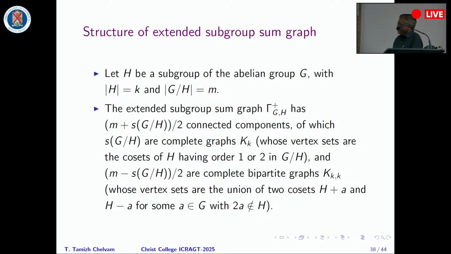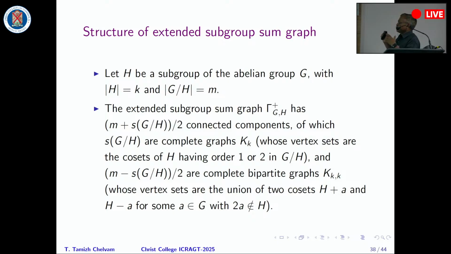This S(G/H) means the set of all cosets having order 1 or 2. So with that in mind, there are (M plus S(G/H))/2 connected components, out of which S(G/H) are complete graphs K_K. This K, you know, is the order of the subgroup, and the remaining (M minus S(G/H))/2 are complete bipartite graphs K_{K,K}.